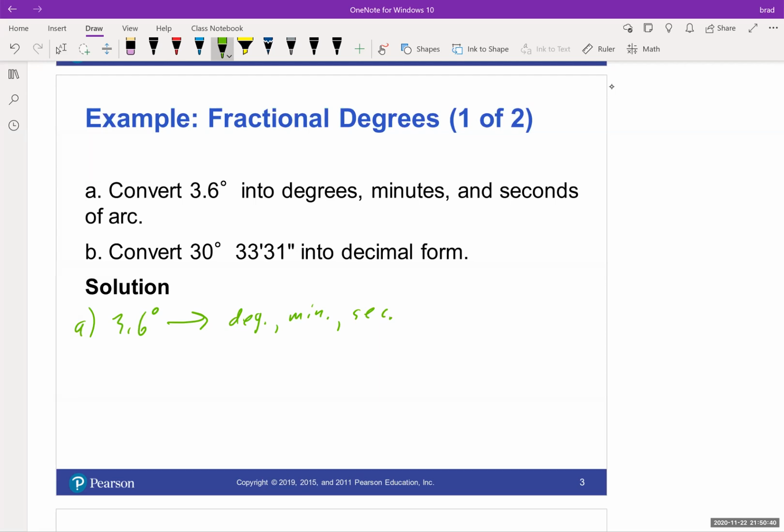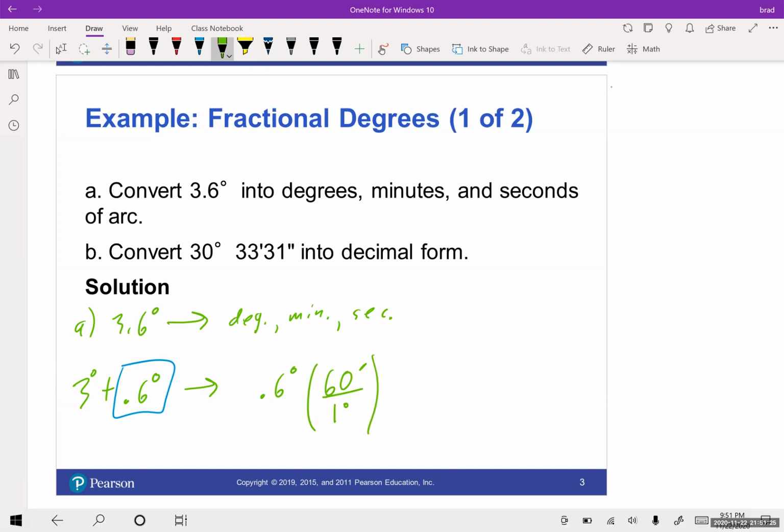So what I'm going to do is say 3.6 degrees is really 3 plus 0.6 degrees. All you really worry about is this part right here. You really only care about the decimal, because remember, you use minutes and seconds for more precise measurements. So the 3 degrees is going to stay. We're more worried about the 0.6 degrees. So we're going to take this 0.6 degrees and multiply it by 60 minutes over 1 degree, or you could just think of it as multiplying by 60.